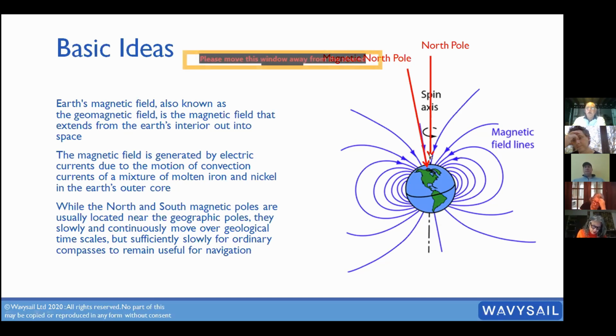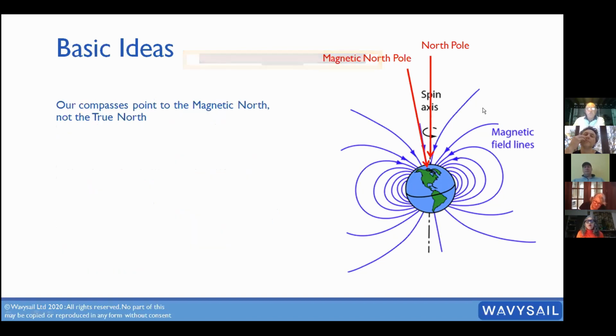Okay, our poles are the axis we spin on. The magnetic north does not have that same axis. And as I said, it is continuously moving, which kind of makes sense because the molten nickel and iron and everything inside the Earth is also moving still. Okay, and they definitely move.